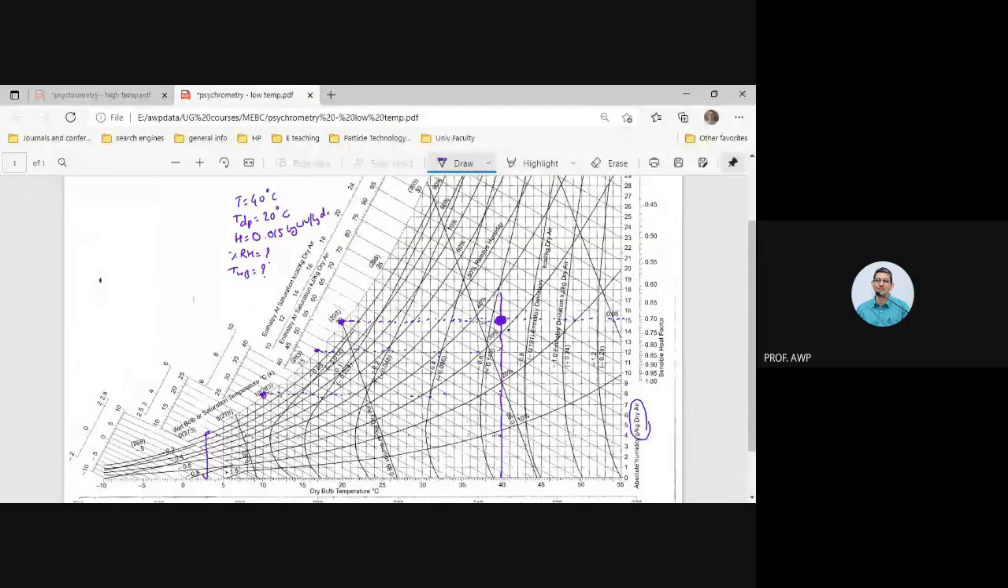What is the percent RH? 40% RH is this line. Yes, sir. 30% RH is this line. So percent RH will be more than 30%, but less than 40%. Right? Maybe let's say, if I interpolate approximately, this will be 40%, this will be 30%, maybe something like 33, 34%. Yes, sir. What is the wet bulb temperature now?